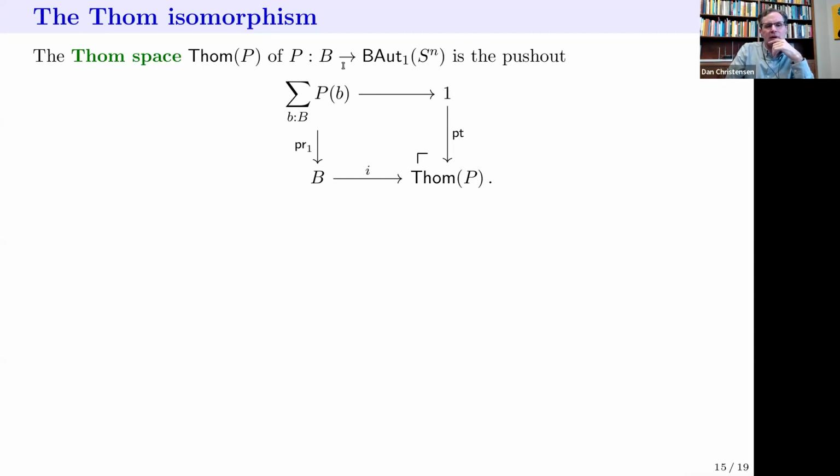So if I have an oriented sphere bundle, in fact, I don't need the orientation for this construction, but I will at some points below. I can take the total space and the first projection, and I can take the co-fiber of this map.